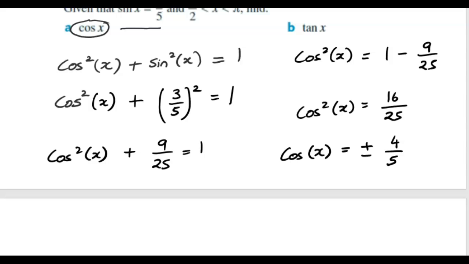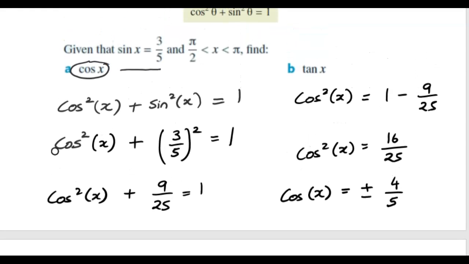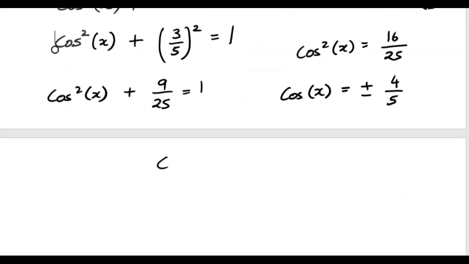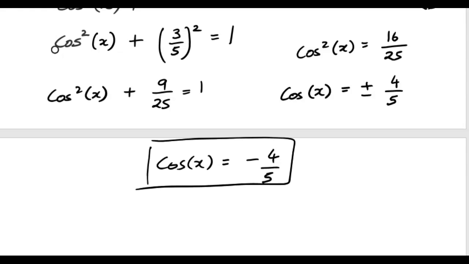So I've got two answers for cos x and I've got to decide which one I'm going to use for this question. So I'm going to go back to the question again and look at the value for x. What is x? x is an angle in the second quadrant, and the only ratio that is positive in the second quadrant is sine. So which means the correct answer for cos x in this case is going to be equal to negative 4 over 5, and that completes part A of that question.